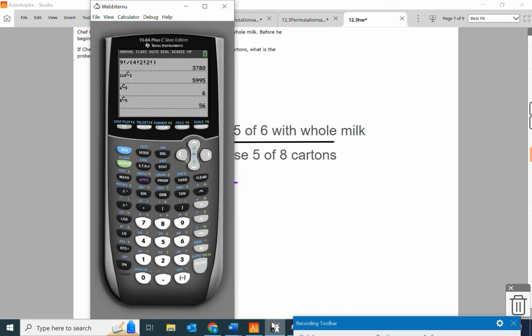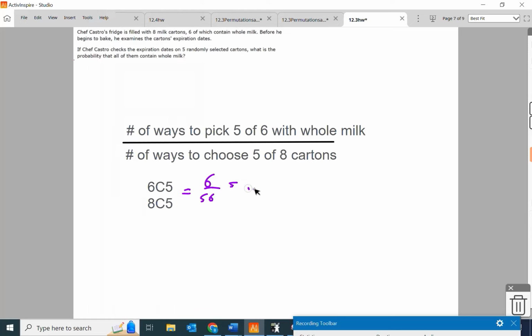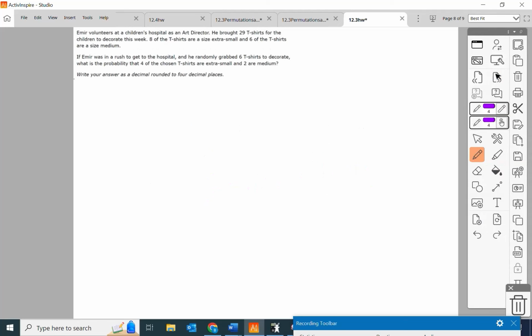So anyways, don't tell the average American 6 over 56. Tell the average American it's about 11%. It's 0.1071, which is 10.71%. All right, last one, then I can go down to tutoring.